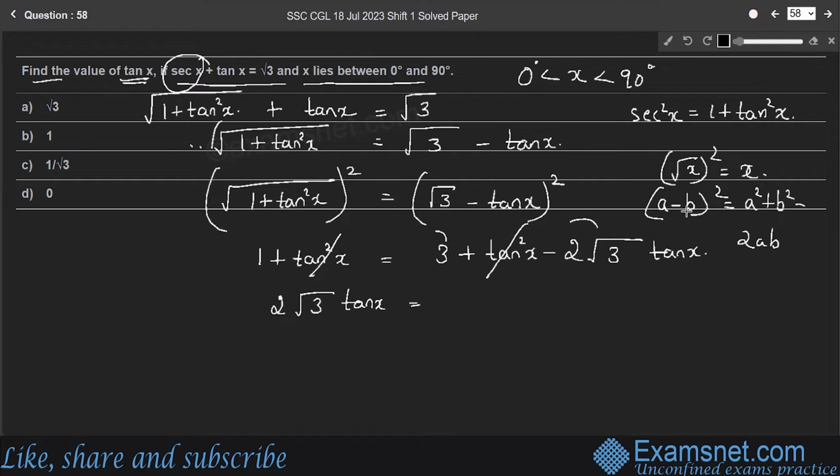RHS becomes 3 minus 1, which is 2. Therefore, we can cancel 2 and 2, and tan x becomes 1 by root 3, right? So the value of tan x is 1 by root 3, option C.